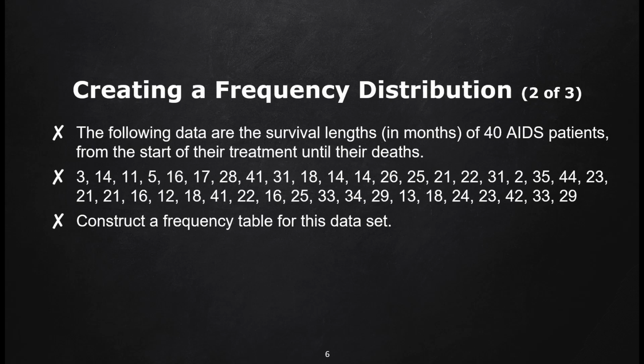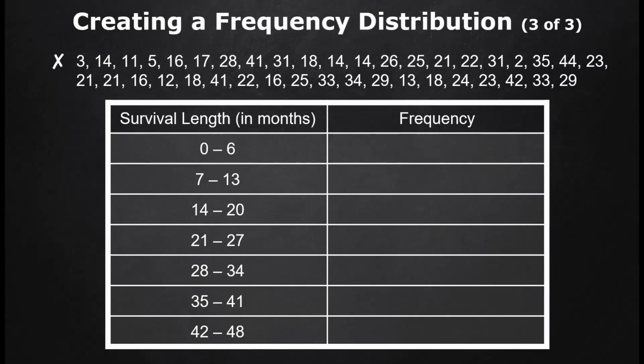So the instructions for this problem is to construct a frequency table. Like I mentioned before, we're going to skip the first 5 steps. We're not going to go through getting the class width and the lower class limit and all that stuff. This is most likely what you're going to see. On the left column, we have the classes, so survival length in months. The first class is 0 to 6, so 0 months to 6 months. The next class is 7 to 13. And all the other classes are already done for us.